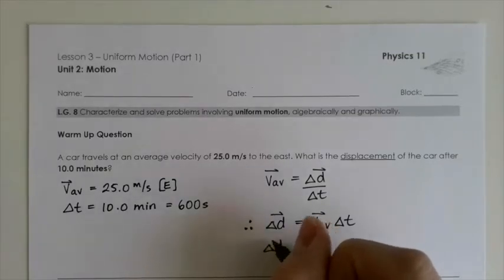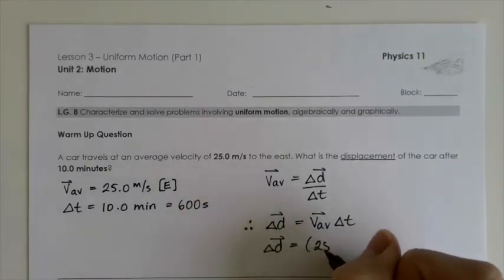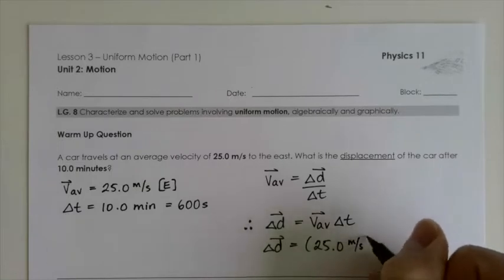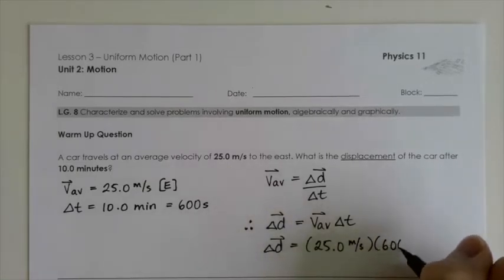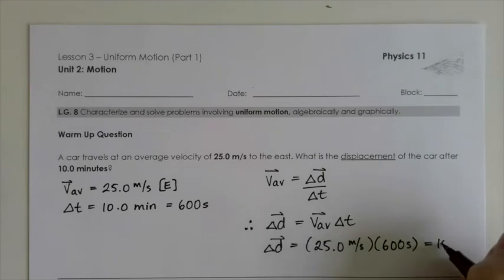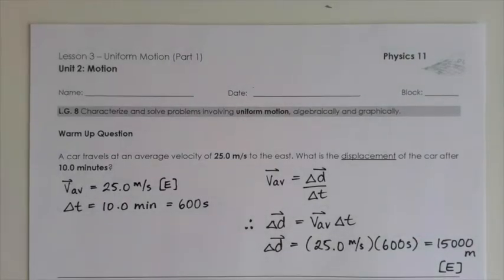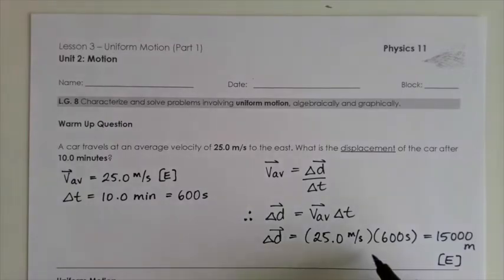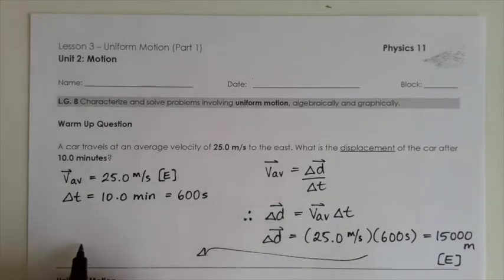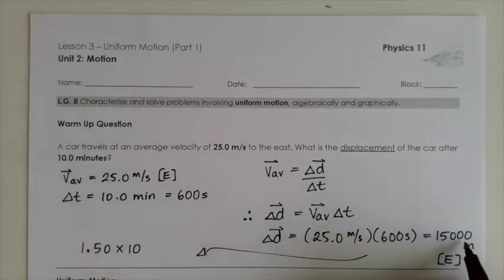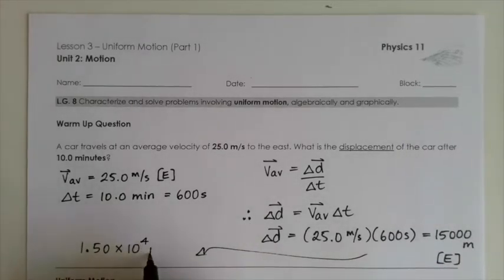Go ahead and sub in your values, and we'll have 25.0 meters per second times 600 seconds. This gives us a displacement of 15,000 meters to the east. Our answer is supposed to be expressed to three significant figures. So this will be 1.50 times 10 to the 4 meters east.